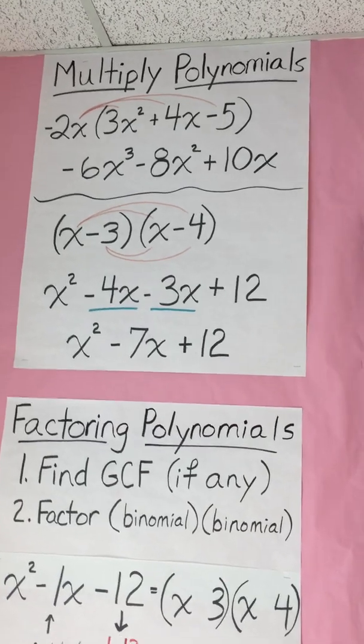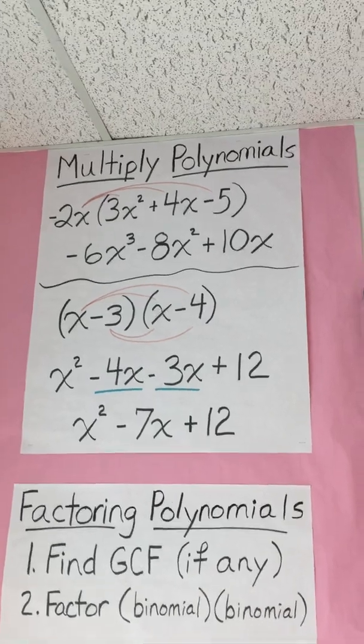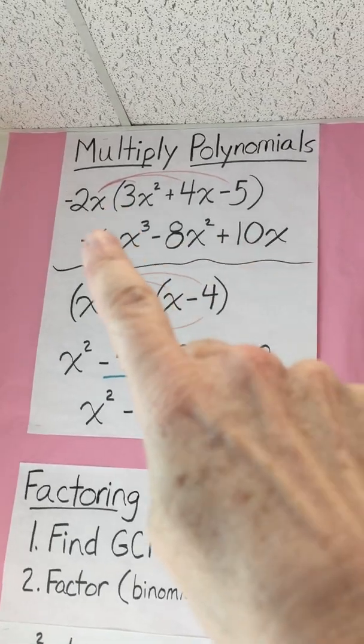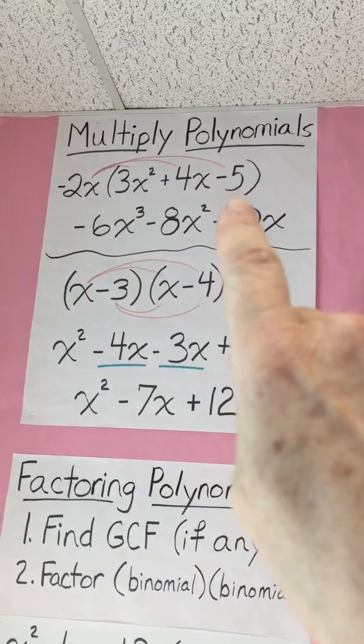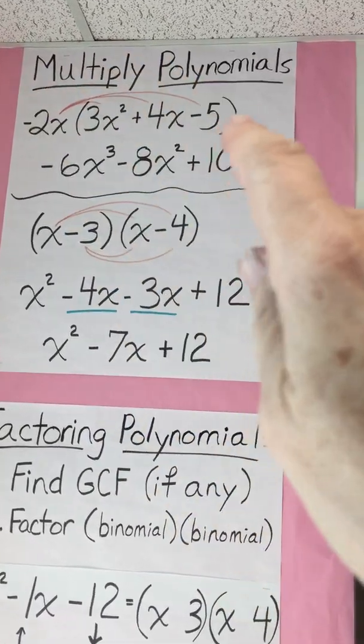I wanted to show you the Unit 6 posters. This one is for multiplying binomials, or polynomials, sorry. So at the top you can see I have a monomial times a trinomial. This is what we did yesterday. We took a single piece and distributed it 3 times because there were 3 terms inside there.